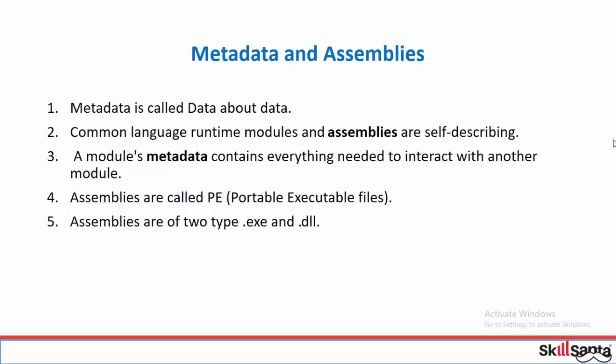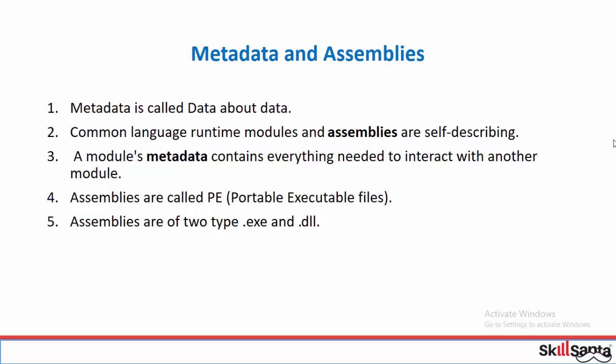Common language runtime modules and assemblies are self-describing. A module's metadata contains everything one module needs to interact with another module. So metadata itself contains complete information. When you compile your C# code, it goes to the MSIL compiler, and the MSIL compiler converts it into native code, and that native code is called metadata, or a manifest.